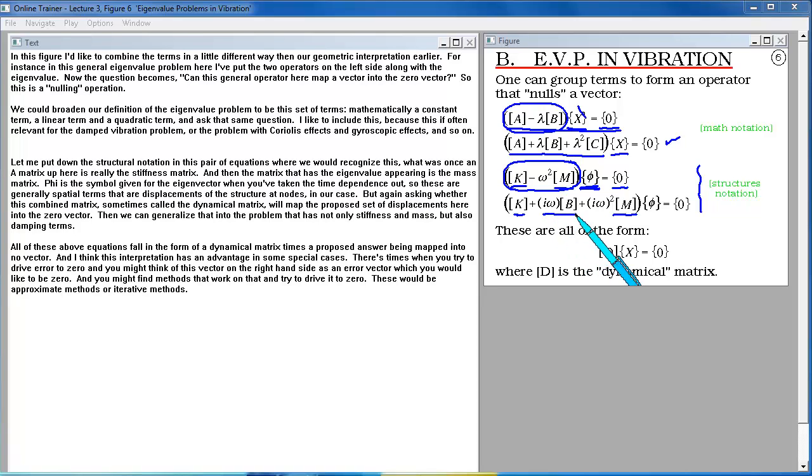All of these above equations fall in the form of a dynamical matrix times a proposed answer being mapped into the null vector. And I think this interpretation has an advantage in some special cases. There are times when you try to drive error to zero, and you might think of this vector on the right-hand side as an error vector, which you would like to be zero, and you might find methods that work on that and try to drive it to zero. These would be approximate methods or iterative methods.